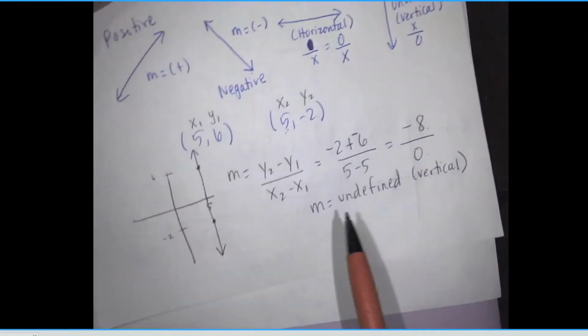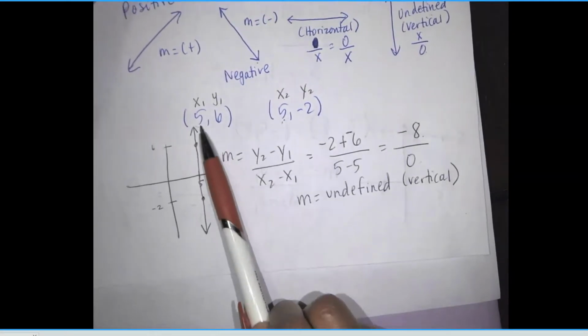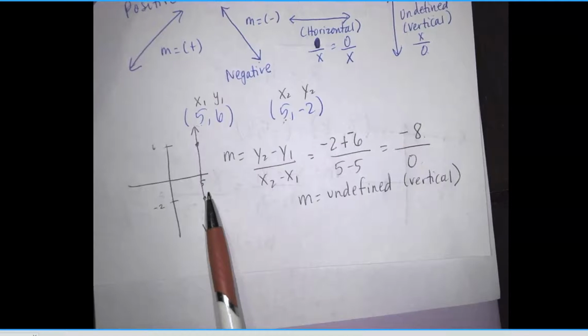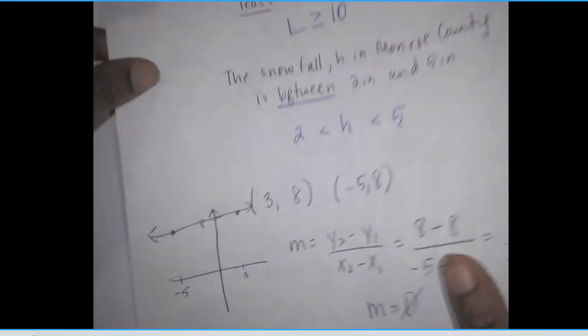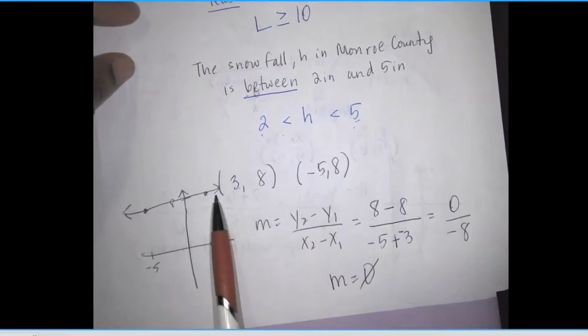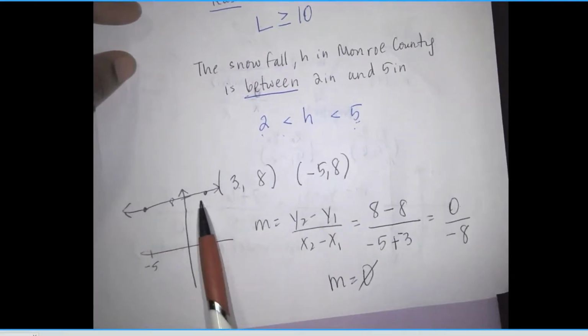So let me just show that one more time. If you're given 2 points and the x coordinates are the same, then it will always be a vertical line. If you are given 2 coordinates and the y values are the same, it will be horizontal. When it's horizontal, m equals 0, and when it's vertical, m is undefined.